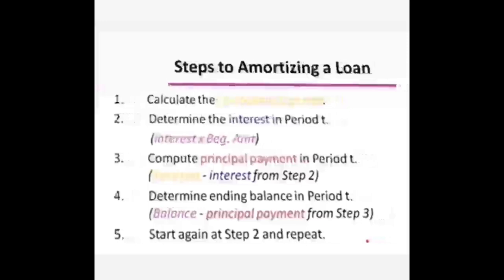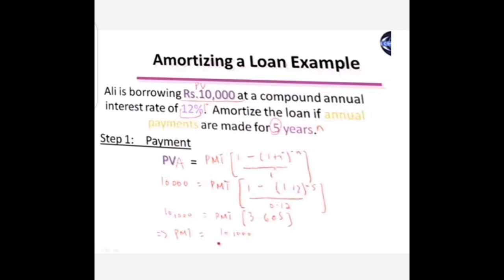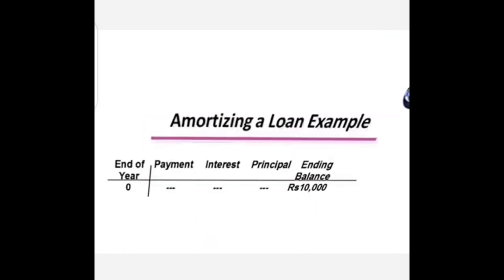Let us see an example of the steps involved in the amortization of loans. Ali is borrowing 10,000 at a compound interest rate of 12%, with annual payments made for 5 years. As the first step, we find the payment. Here you can see what the payment will be: it will be almost 2,800 if we simplify it. Then we will use this process for the 5 years.